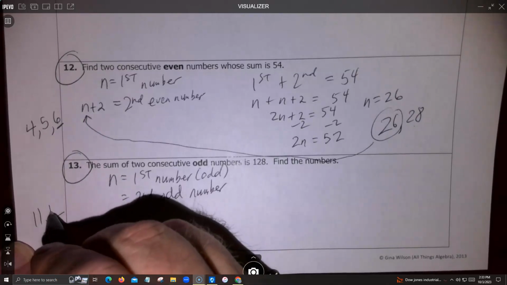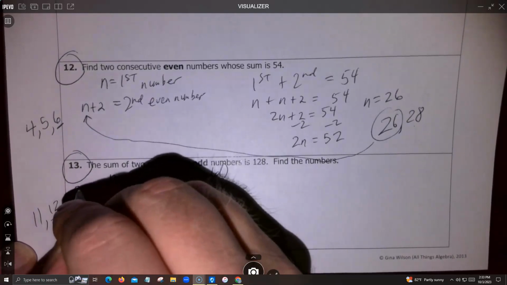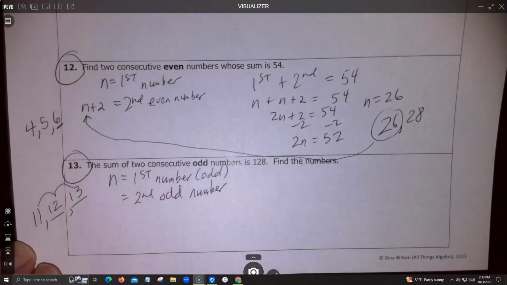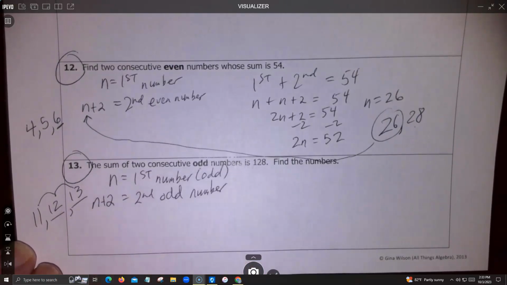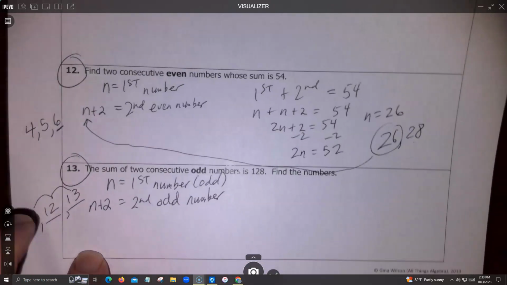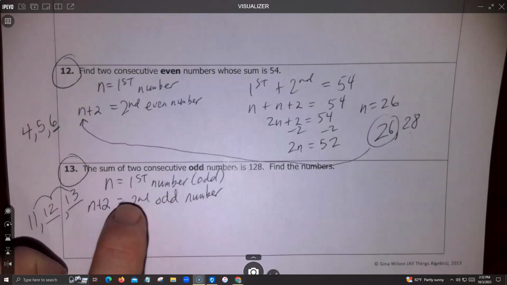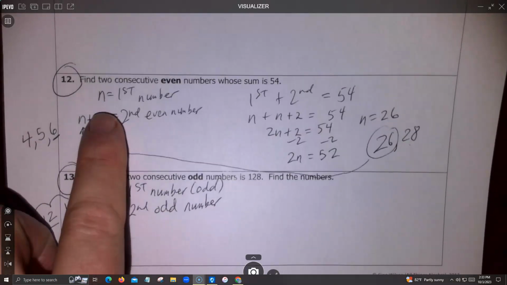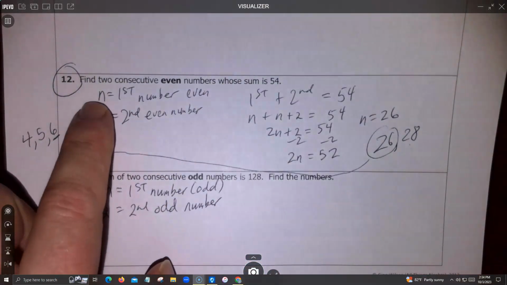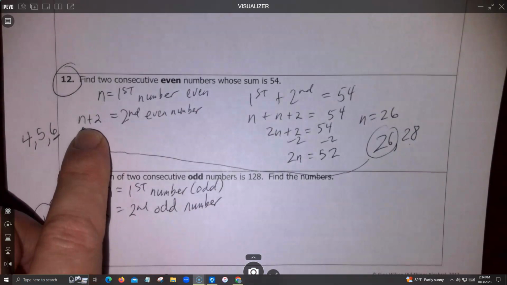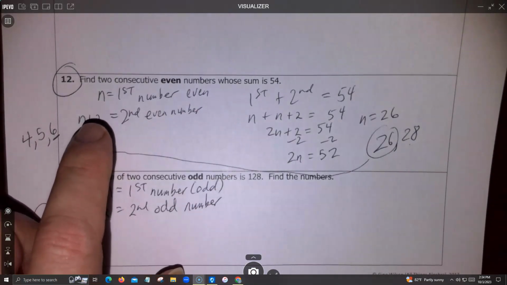If I add 1, I'm on an even number. I need to get to the next odd number. So what do I need to do? What's weird is I'm adding 2. I'm still adding 2. It all has to do with what n is. If n's an odd number, adding 2 gives you an odd number. If n was an even number, like if it started off being even here, this is going to be even because you're adding 2. You're skipping over the odd number.